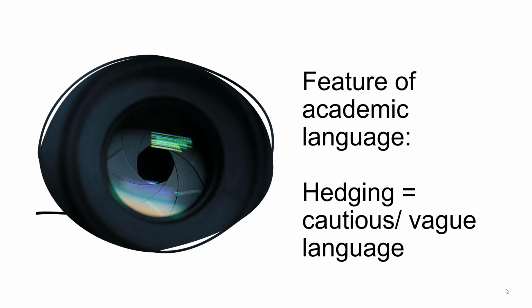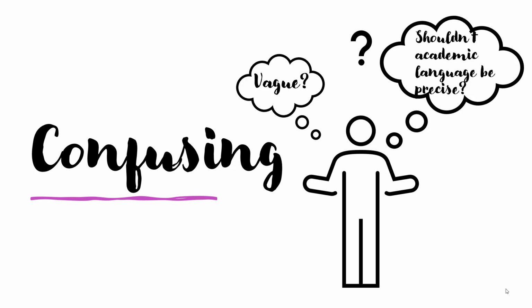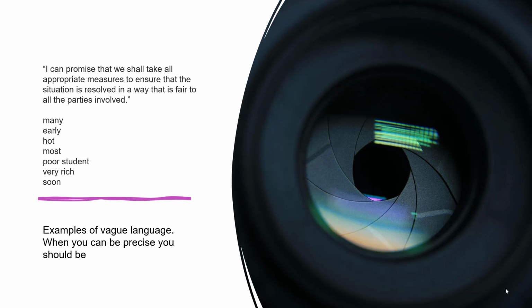But then a feature of academic language is something called hedging. Now, what is hedging? Well, it can be defined as cautious or vague language. Now you might think, this is confusing. Didn't you just say that academic language should be precise, and now you're saying it should be vague? That doesn't make sense. Well, it does. Academic language is in general precise, but sometimes we need to be vague. So let's have a closer look at when it is that we need to be vague or use hedging, as it's called in academic language.